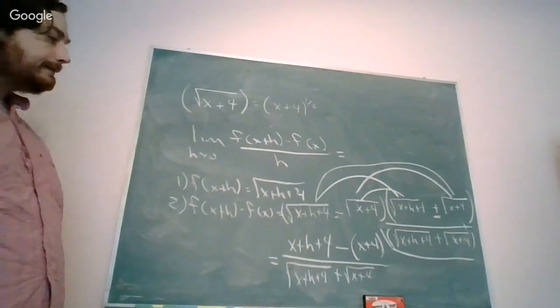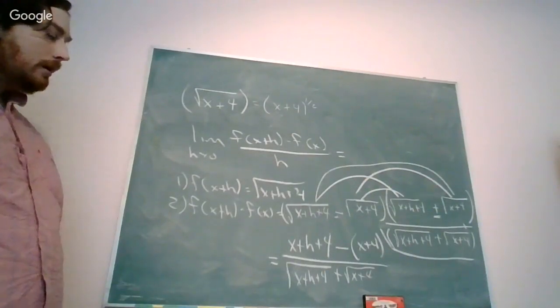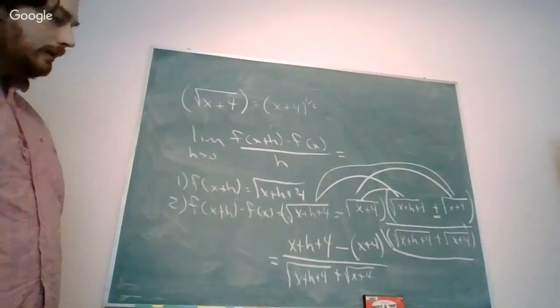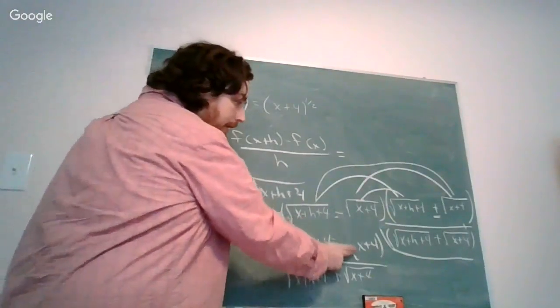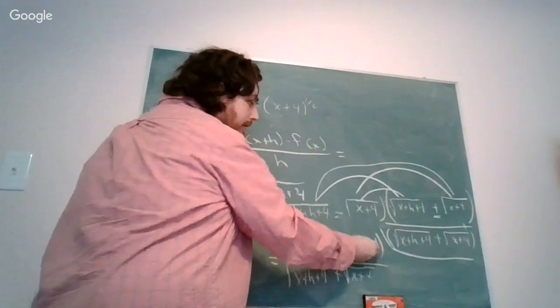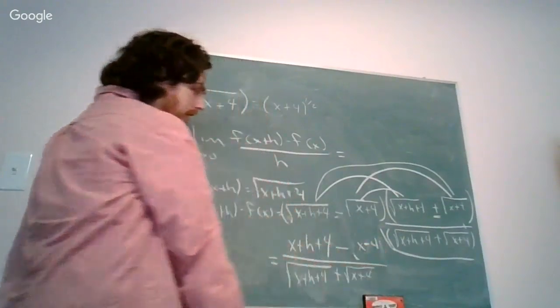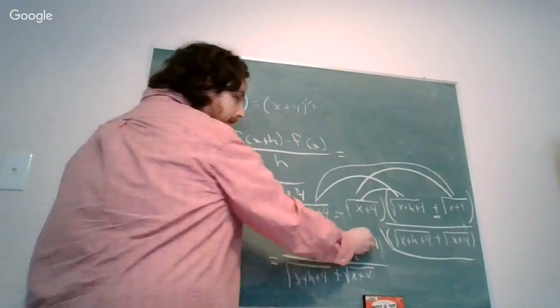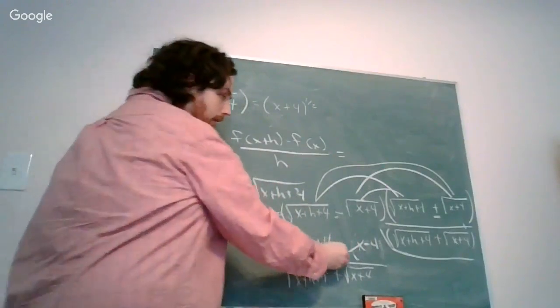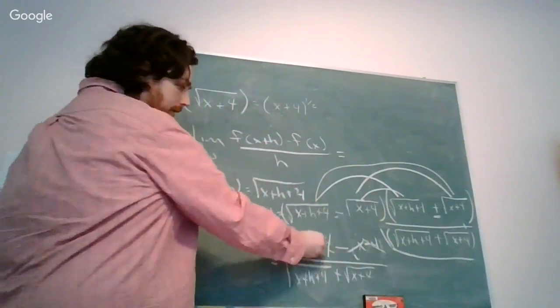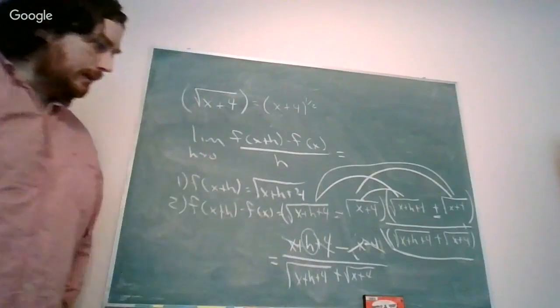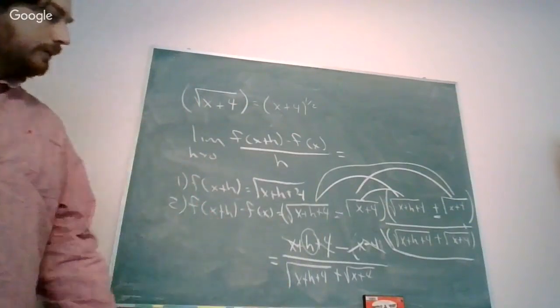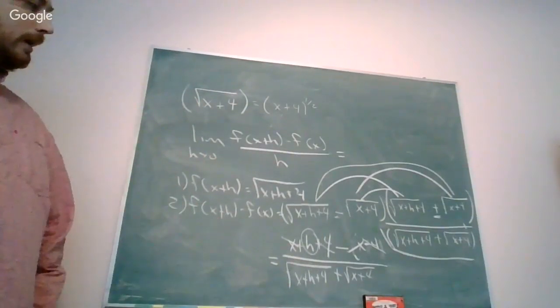All right. Now that we've done that, we can do some more simplification. I'm going to distribute the negative sign, so I get a negative x, a negative 4. Then x minus x cancels, and 4 minus 4 cancels. All we're left with on top is an h. And on the bottom, we have the whole square root of x plus h plus 4 plus the square root of x plus 4.